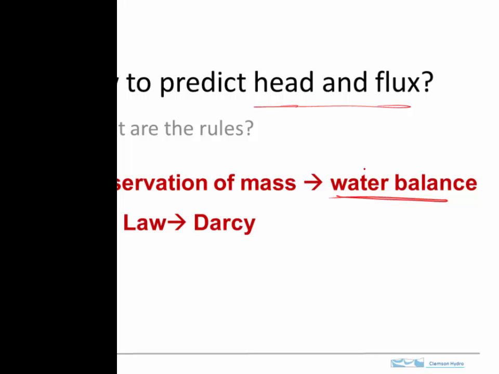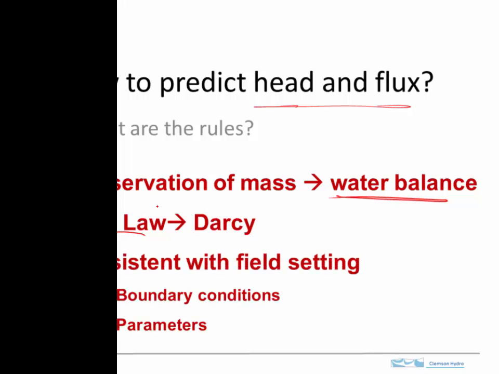And also we can assume that the groundwater will obey Darcy's law. This will be the flow law that we'll assume is governing the flow through porous media. And then finally, the third assumption is that the simulation allows us to bring in aspects of the field setting that we're interested in, in particular the boundary conditions and parameters like hydraulic conductivity and storativity, and perhaps also the thickness would be parameters that we would consider in the model.